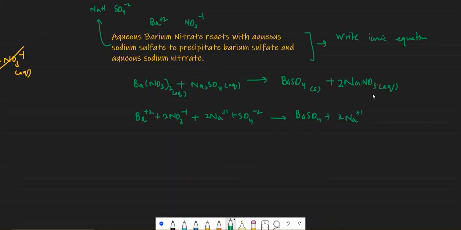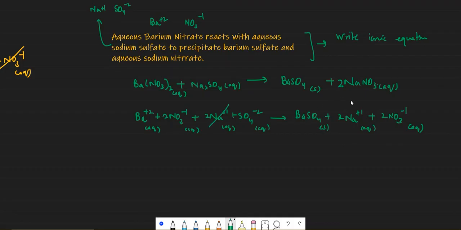The 2 is being multiplied with NO3 as well. Whenever there is a coefficient, always remember that it's being multiplied with every element in the compound. So 2 NO3 ions will be formed. Why didn't I break barium sulfate? Because it was a solid. State symbols: aqueous, aqueous, aqueous, solid, aqueous, and aqueous.